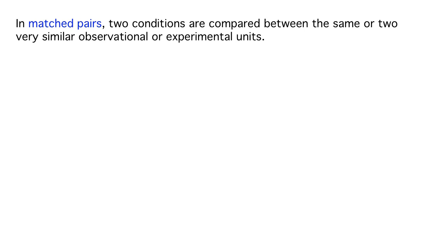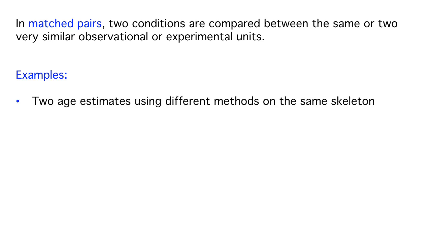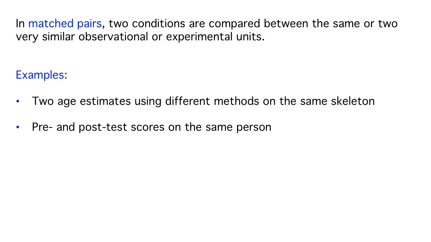Matched pairs is useful when we want to compare two conditions or treatments or methods, and we are able to compare them on the same observational or experimental unit, or on two very similar matched units. This could be the same subject or skeleton, or perhaps something like twins or siblings. Some examples of matched pairs include, of course, comparing two methods on the same skeleton. Another common example is pre- and post-test scores. For example, I could test you on your statistical knowledge before the course, and then at the end to test the effectiveness of the course.